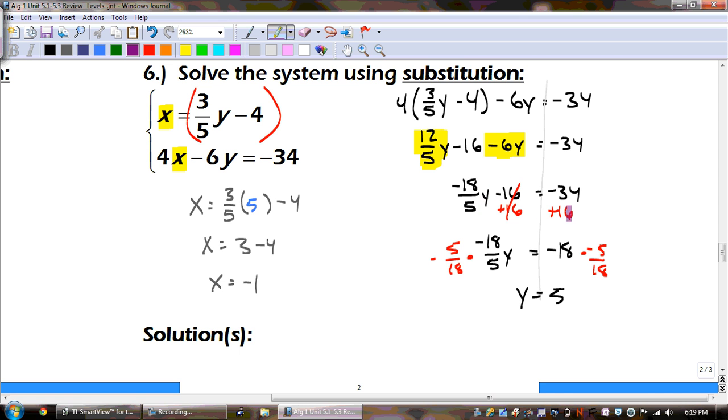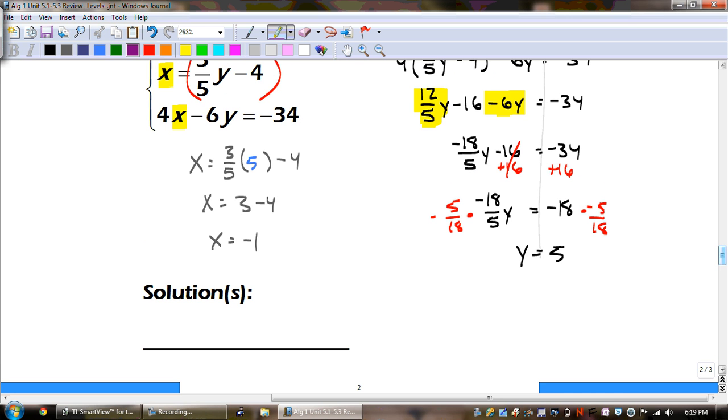Then we add the 16, and then to get rid of the fraction, we don't divide by fractions, we multiply by the reciprocal, and we'll look at that. It came out nice and pretty. y equals 5. Plug that 5 back into your original equation, and we end up getting x equals -1. So our final answer for number 6 is -1, 5.